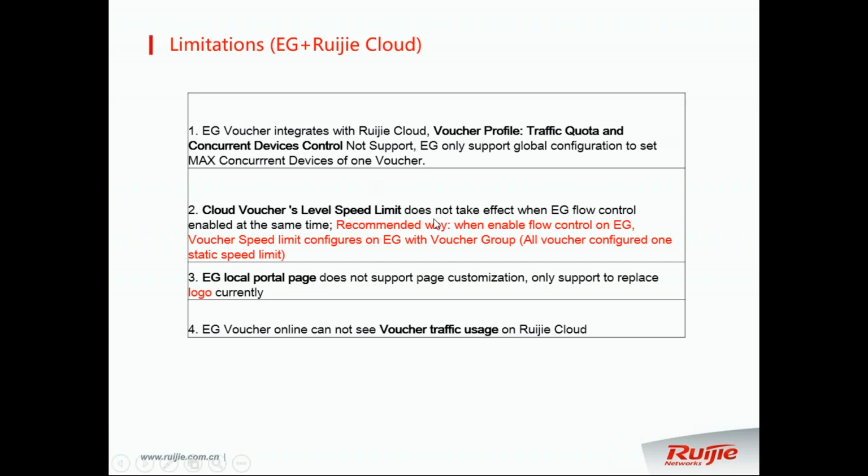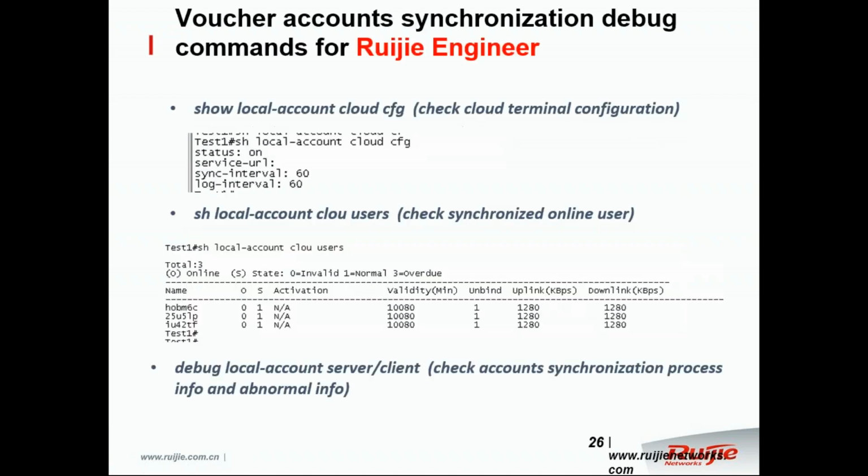Also the recommended way is that when you enable the flow control, the virtual speed is configured with the group. This one you can see here, we have the one static speed limit, and this just means choose one, the cloud or the EG local control of the flow control policy. And the third one, EG local portal pages. Nowadays we can only support changing the logo. We don't support a customized portal page, but I think maybe later we'll have this one.